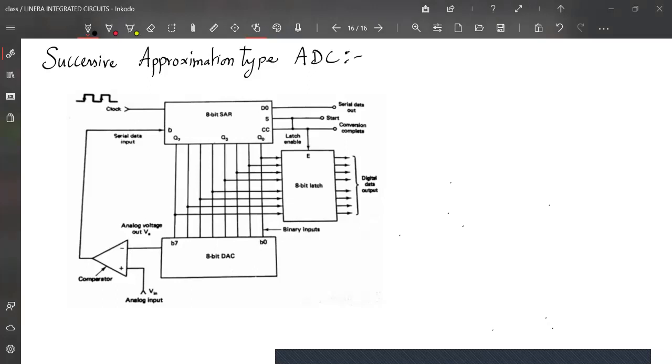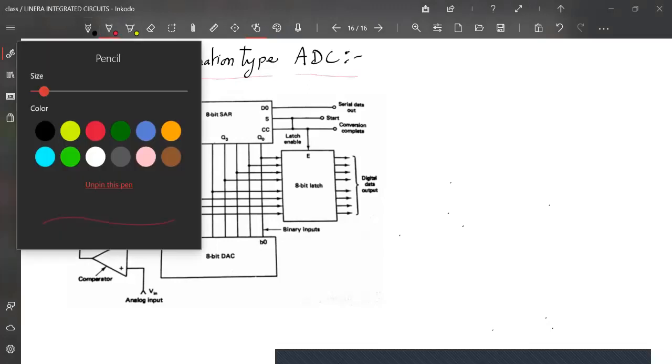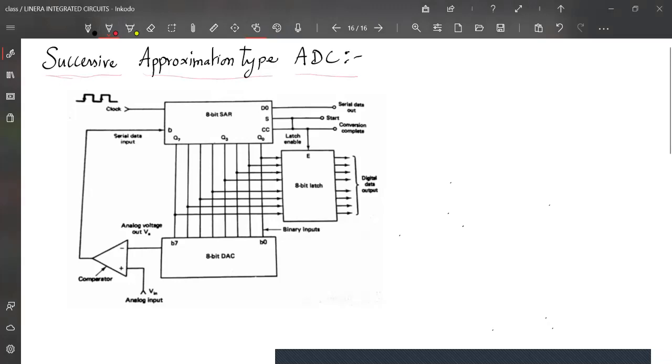In this session, we are going to discuss the successive approximation type analog to digital converter. Earlier in the class, we discussed the different types of analog to digital converter, of which one of the important topics is the successive approximation type analog to digital converter. It's a very important component we are going to discuss here.